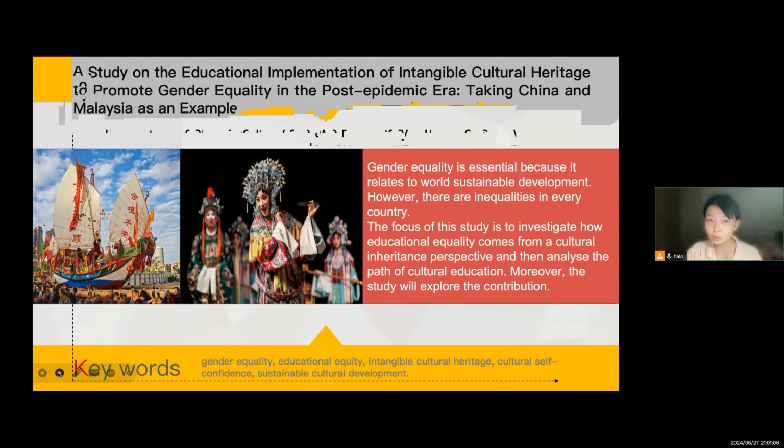As you can see, there are two pictures of Chinese cultural heritage. And gender equality is essential because it relates to world sustainable development. However, there are inequalities in every country. The focus of the study is to investigate how educational equality comes from a cultural inheritance perspective and then analyze the pace of cultural education. Moreover, the study will explore the contribution.